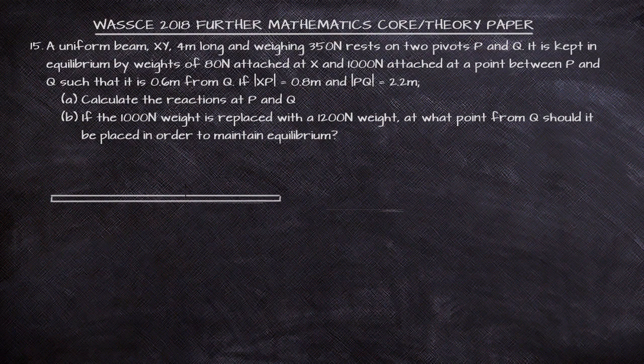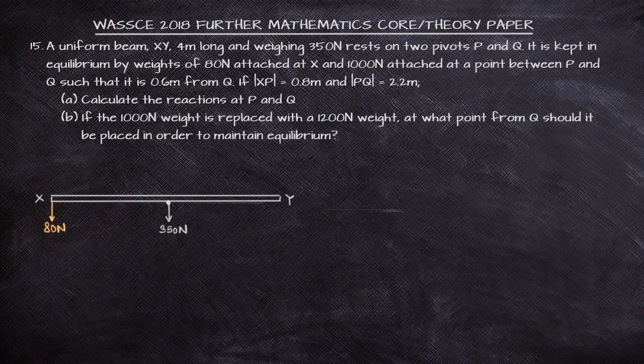Now, interpreting this question will help us a lot to try and solve it. So, if you have our uniform beam XY, its own weight will act at the middle, at the center of the beam, because we are told that it's a uniform beam. So the weight will be evenly distributed, and we can take it at the center, that's 350 Newton. Then, we're also told that it is kept in equilibrium by another weight of 80 Newton, which is at point X. So if you go to point X, here we have 80 Newton weight being placed there.